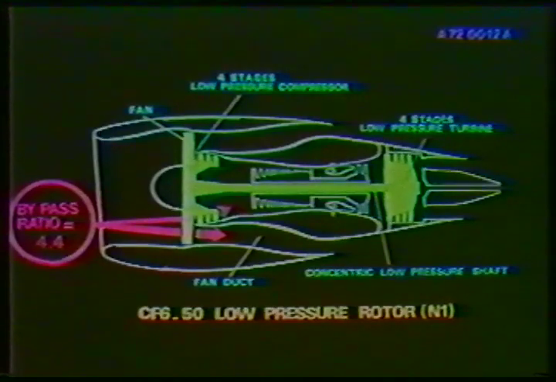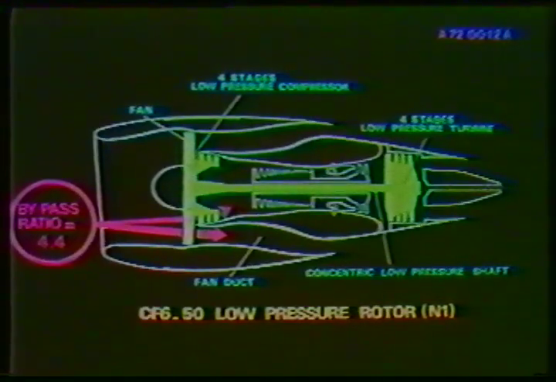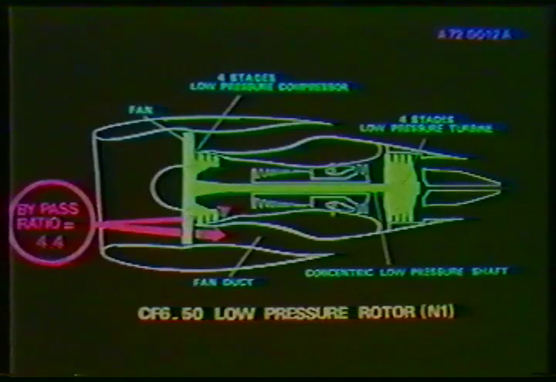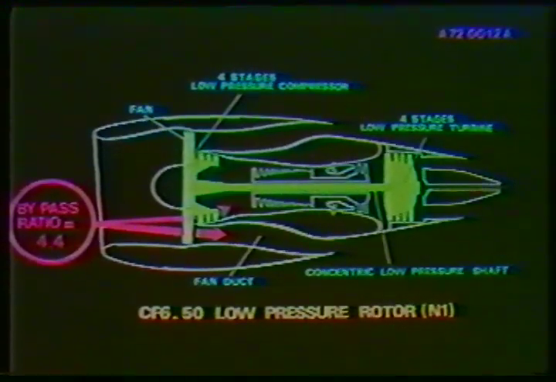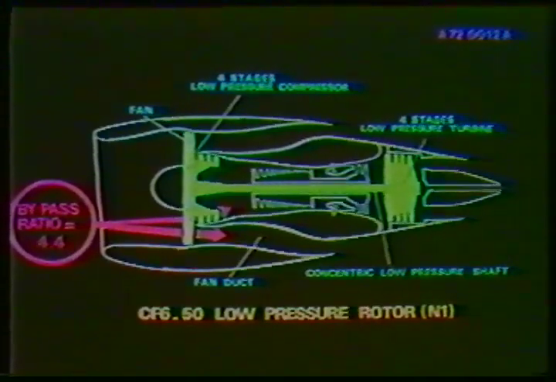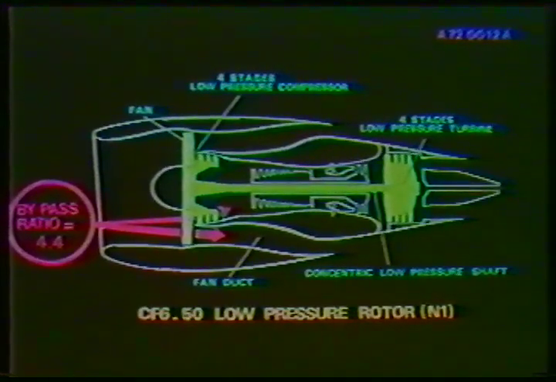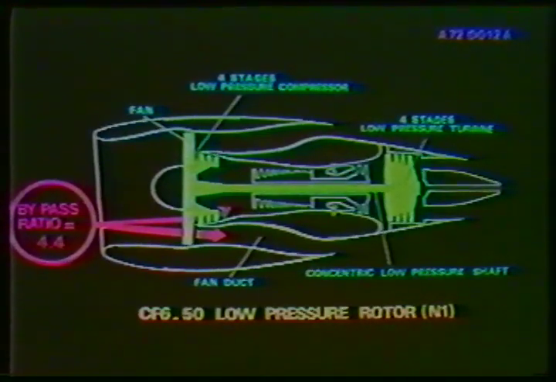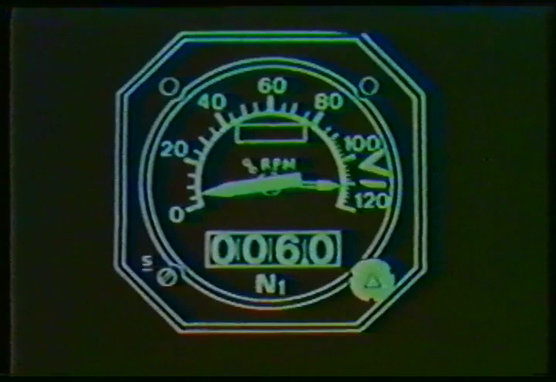The low-pressure rotor is comprised of 4 stages that is driven by a 4-stage low-pressure turbine. The first stage of this compressor is the fan discharging most of its flow into the fan duct. The remainder of the fan discharge air is directed to the core engine, giving a bypass ratio of 4.4. N1 is the low-pressure rotor speed indication. The N1 indicator is the primary power setting instrument. The A300 engine instruments do not include EPR indicators.